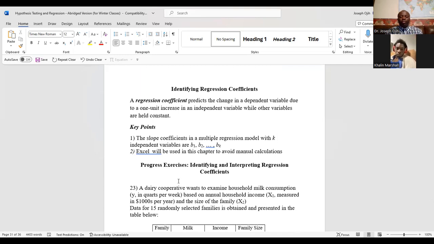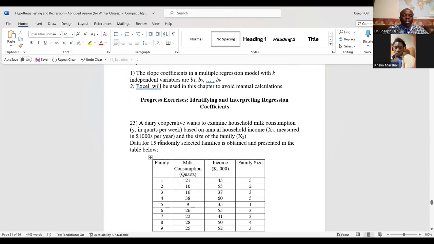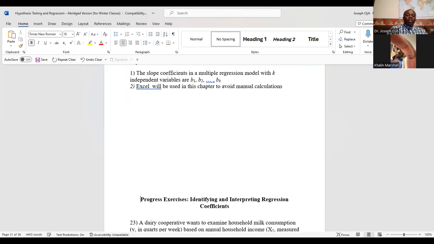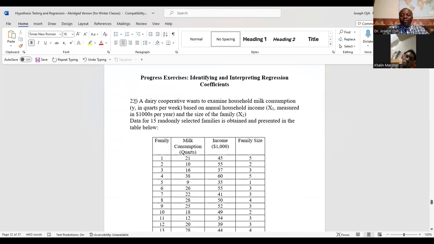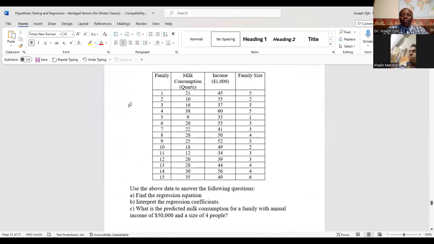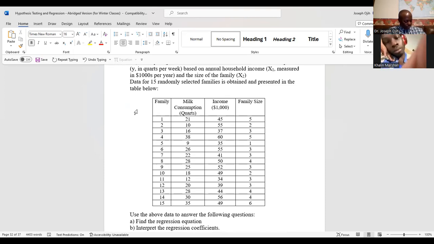Now let's try one example. We're going to be doing it using Excel. Because like I said, for multiple regression, you can spend the whole day trying to get the values for B0, B1, B2, B3. It's a very long, challenging process. But Excel simplified it. So let's use Excel. We're going to be using Excel for that.